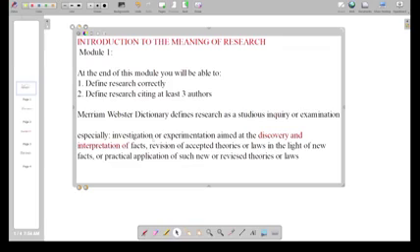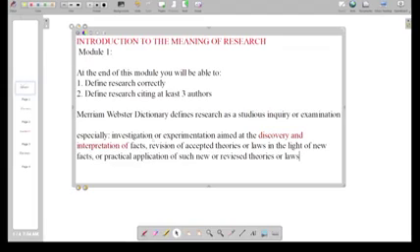Today, I want to introduce you to the meaning of research. At the end of this module, you will be able to define research correctly and define research citing at least three authors.